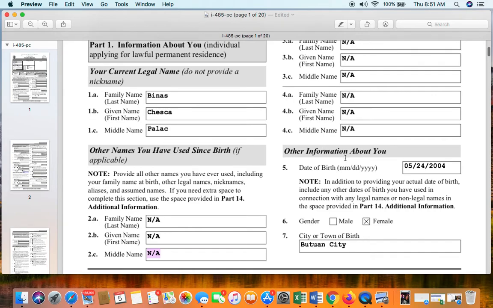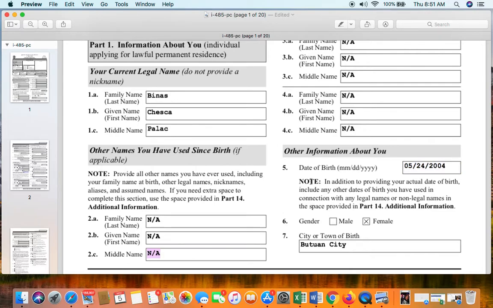So let's go right here. Other information about you. So this is for your K2 or derivative applicant. Date of birth. So month, date, and year. Since my daughter, my K2 or derivative applicant, was born on May 24, 2004, you have to provide that on the boxes.